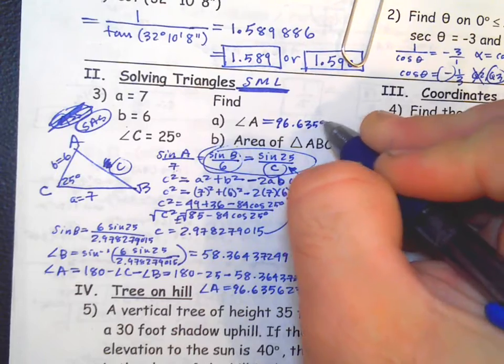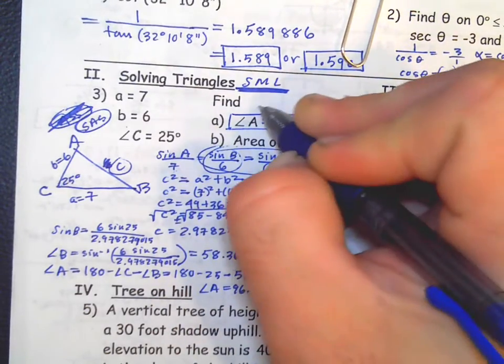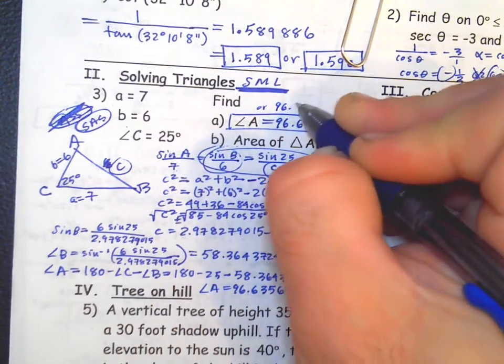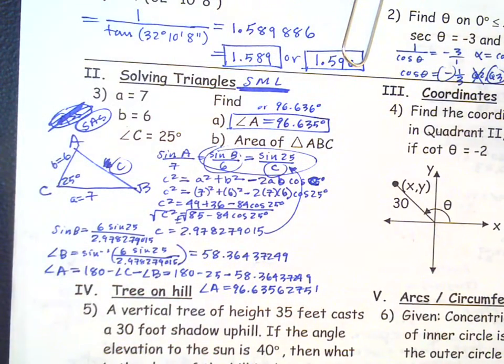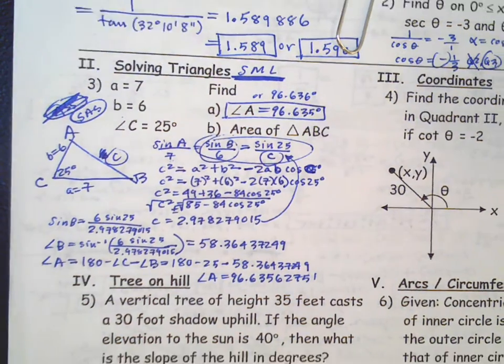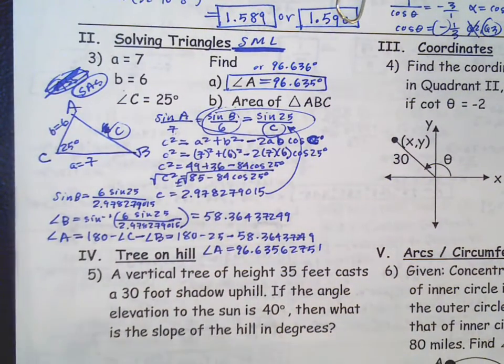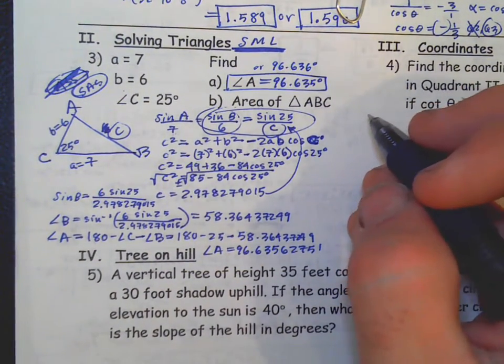And for the final answer, we're going to say 96.635 degrees. Or if you really are into extra work and potential mistakes, you could round, and if you did it correctly, you'd round up. Some people tried to round and messed it up. They had the right answer, and if they just truncated, they probably would have gotten it right.